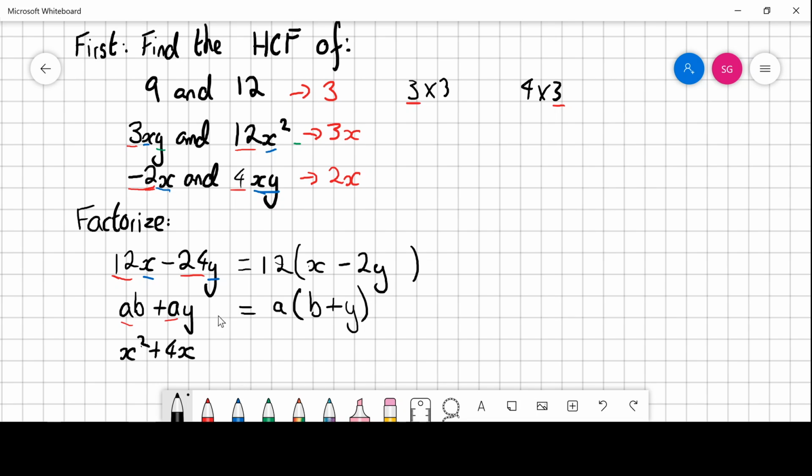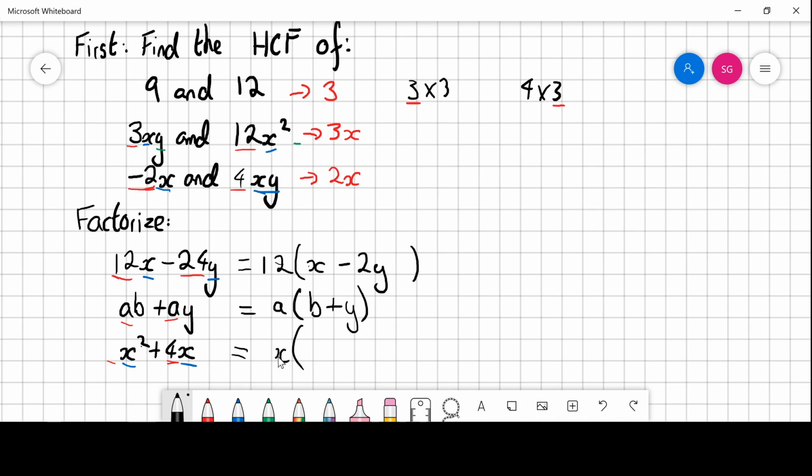And now one last example. X squared plus 4x. Well, what are the highest common factors of this? So we can realize there's nothing in the coefficient section for the first one, so the coefficient will just be 1 here. And then we're going to look at the variable section. What's the highest common factor of x squared and x? Well, that's just going to be x. And as I've said before, we don't need the 1 in front of an x, so we can just eliminate that afterwards, because the 1's just redundant.